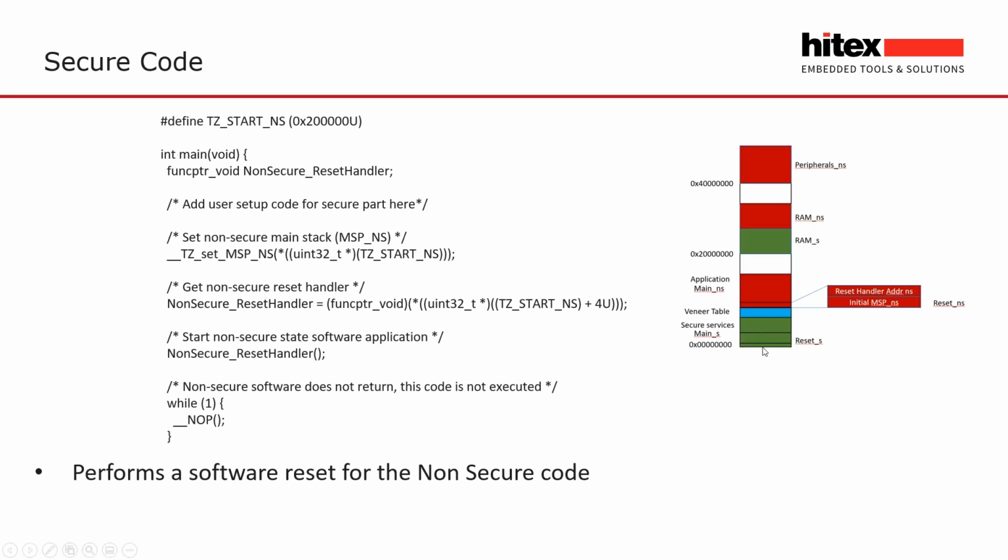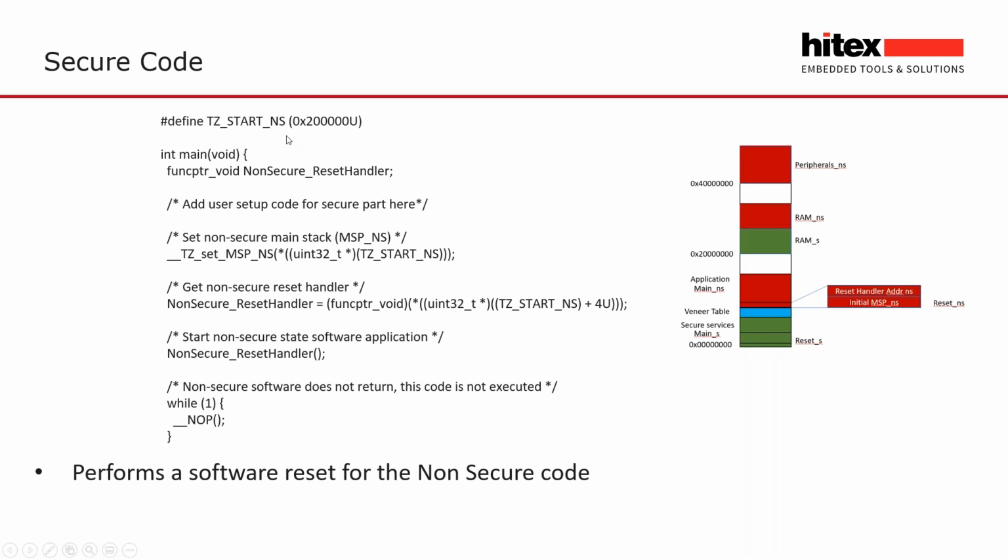Once we've done all the configuration necessary, we need to perform a sort of software reset to jump us into the non-secure code. Normally at reset, we have the first 4 bytes of memory as our main stack pointer. That value is loaded by the hardware into R13, the main stack pointer. And then the value that's held in the next 4 bytes is the address of the reset handler. That value is loaded into the program counter. But now this is not sitting on the hardware reset vector, so we have to provide software in here that will do that for us.